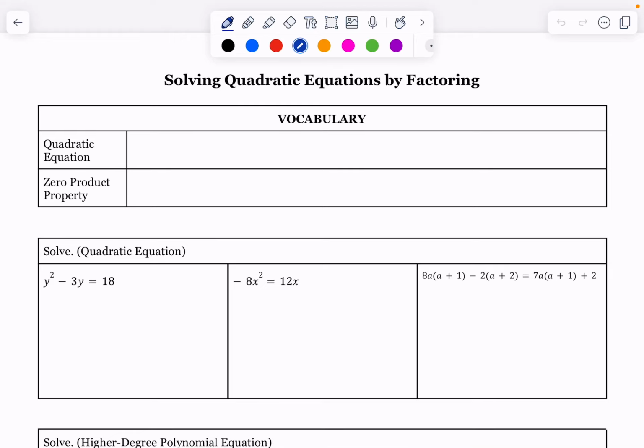This video is over section 3.4, solving quadratic equations by factoring. So first we need to talk about what a quadratic equation is. We're going to let A, B, and C represent real numbers. I'm just going to put elements of the real numbers for shorthand. We need A to not equal 0.